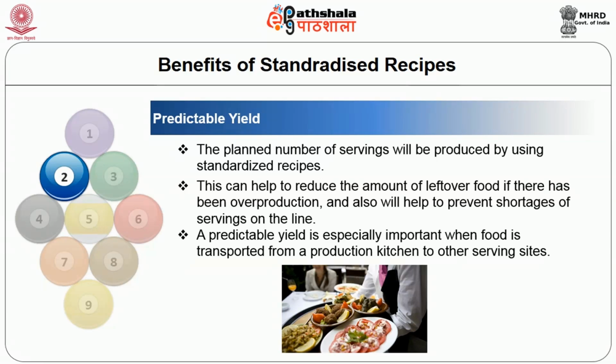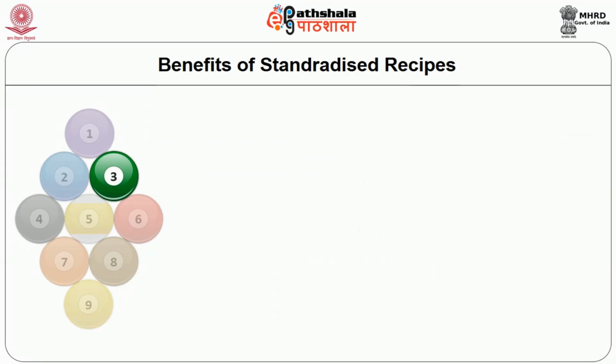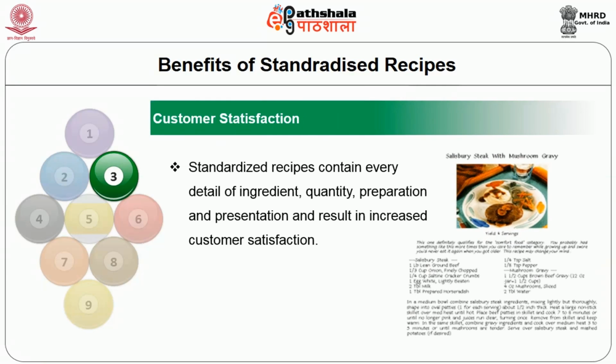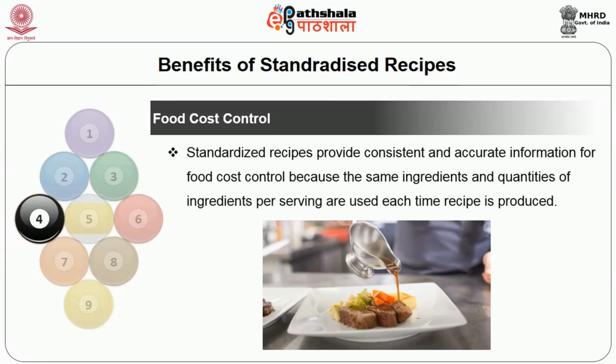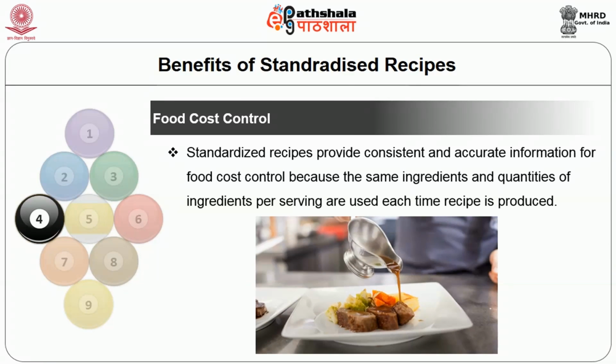A predictable yield is especially important when food is transported from a production kitchen to other serving sites. Customer satisfaction. Standardized recipes contain every detail of ingredient, quantity, preparation and presentation and result in increased customer satisfaction. Food cost control. Standardized recipes provide consistent and accurate information for food cost control because the same ingredients and quantities of ingredients per serving are used each time the recipe is produced.